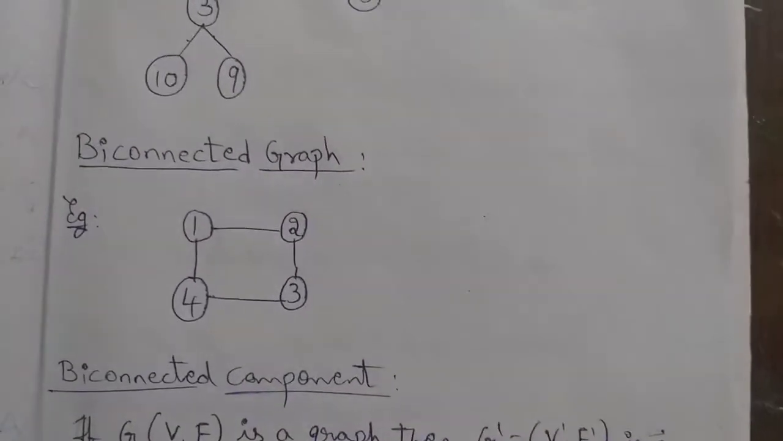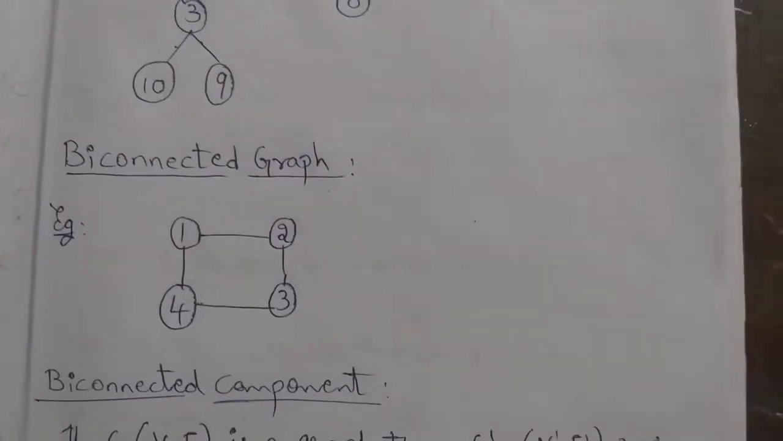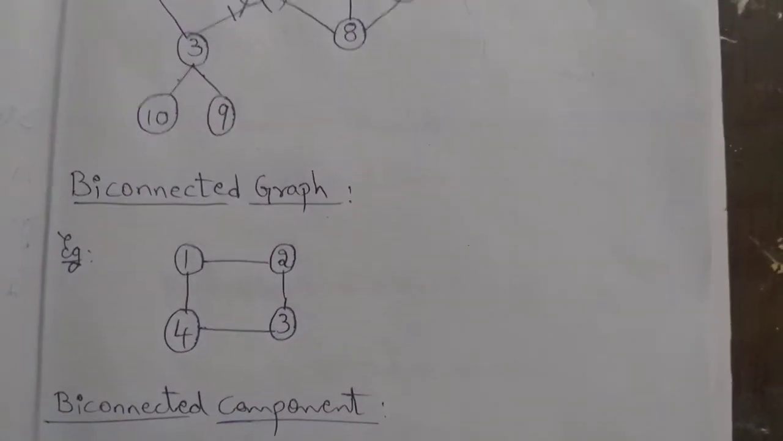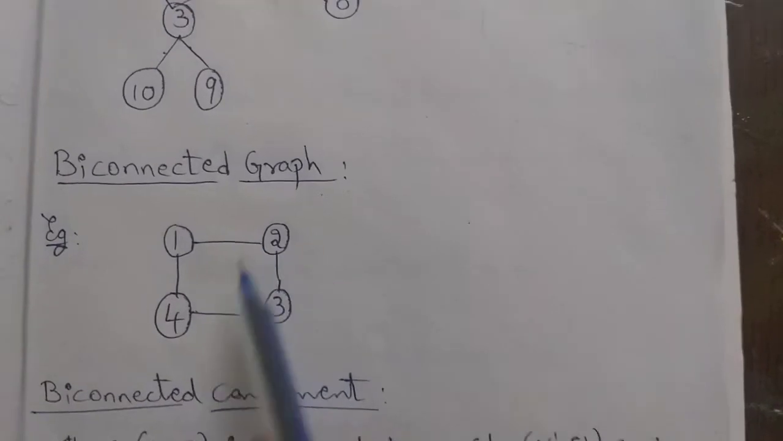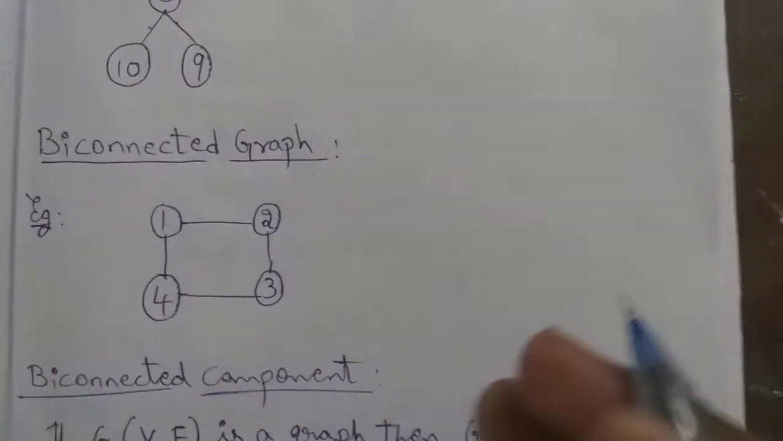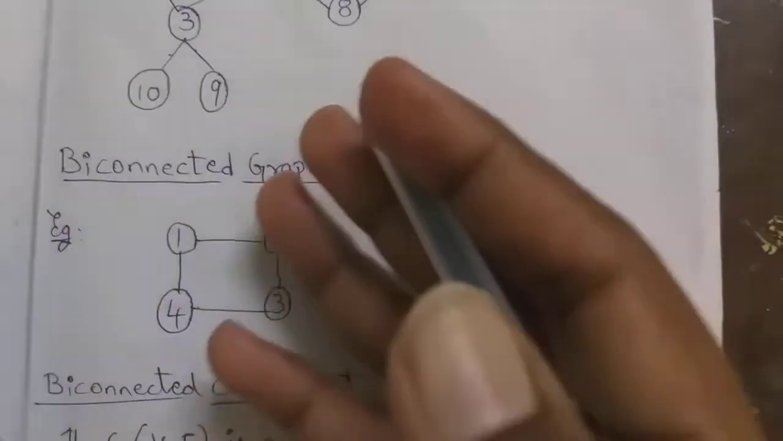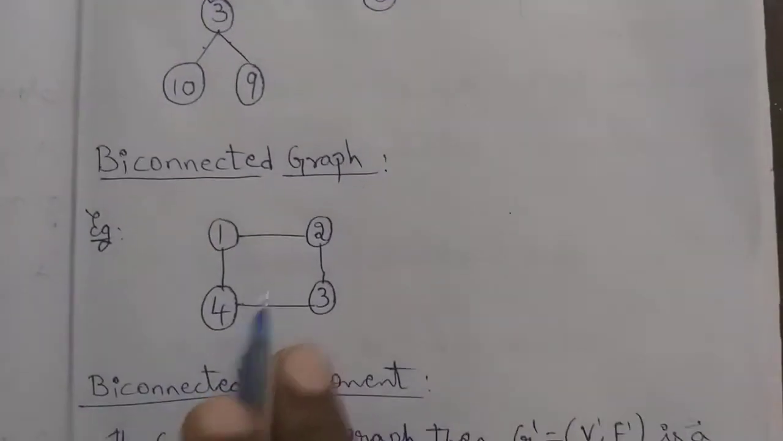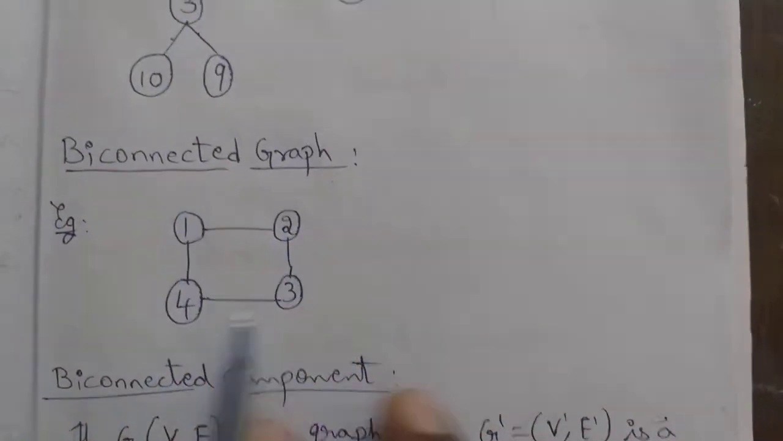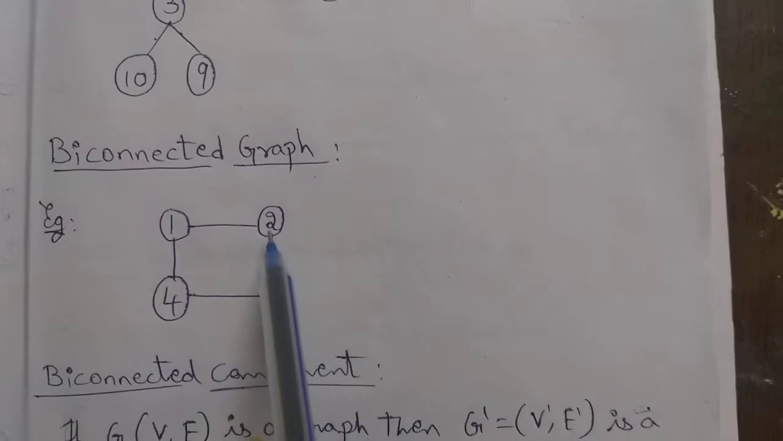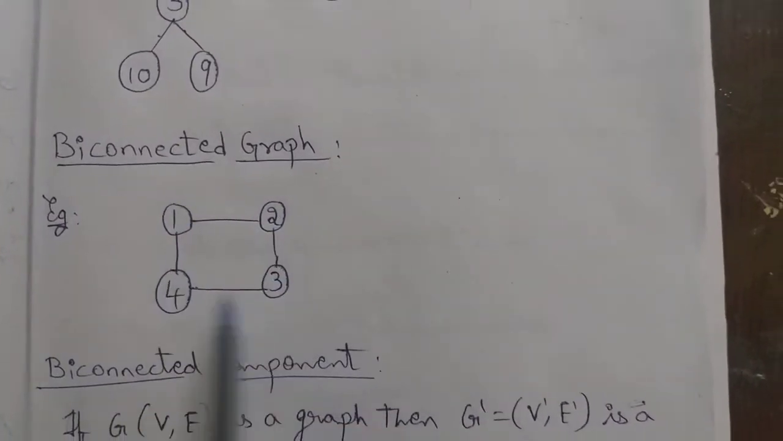A graph with no articulation points is called a biconnected graph. Given a graph, if that graph does not have any articulation point, then that graph is a biconnected graph. A small example, a 1, 2, 3, 4 graph. Tell me whether this graph has any articulation point or not.